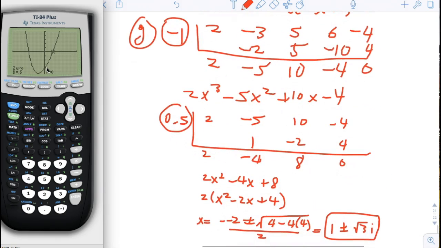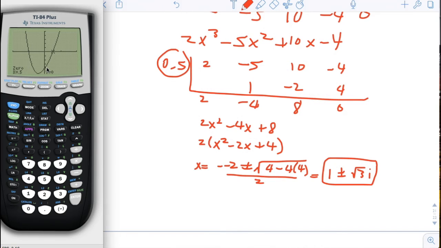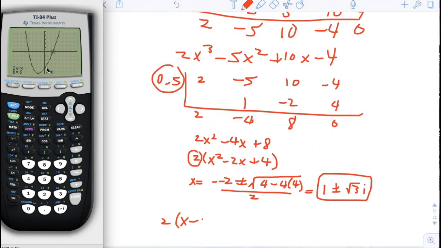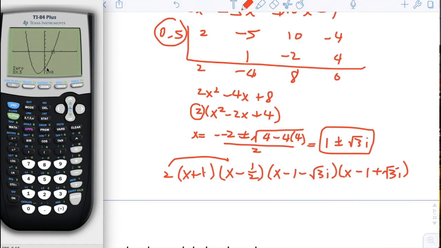So the four roots are negative 1, 0.5, and 1 plus or minus square root of 3 i. We already factored out a 2 there, so we're going to have 2 times x plus 1 times x minus 1/2 times x minus 1 minus square root of 3 i times x minus 1 plus square root of 3 i. And we can factor this 2 into here, so it would be x plus 1 times 2x minus 1, and then the rest of it's the same. Okay? So that's it.